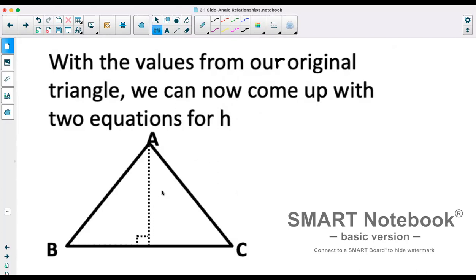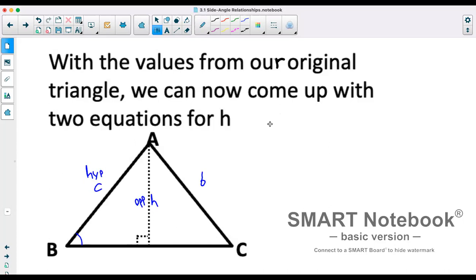we'll label some of our sides. Opposite angle B would be side B. Opposite angle C is side C. We'll call this line I put in the center a height, which we'll call H. Now for each triangle, we will come up with an equation for H. If this is our angle here, this side would be our opposite, and this side here is our hypotenuse.